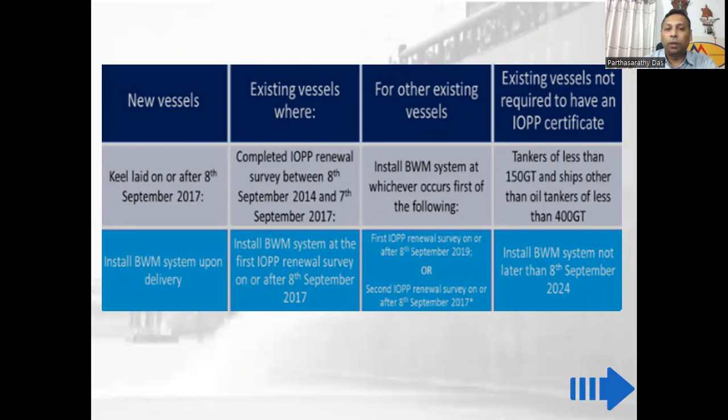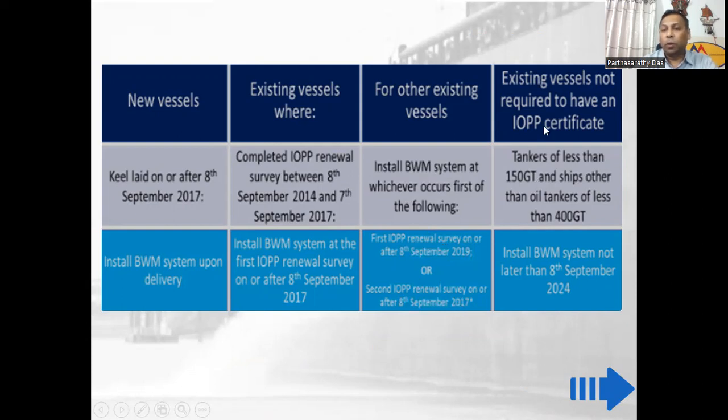Existing vessels, which are identified as completing the IOPP renewal survey between 8 September 2014 and 7 September 2017, must install the ballast water management system at the first IOPP renewal survey on or after 8 September 2017. For other existing vessels, the installation must be done at whichever occurs first of the following criteria: the first IOPP renewal survey on or after 8 September 2019, or the second IOPP renewal survey on or after 8 September 2017.